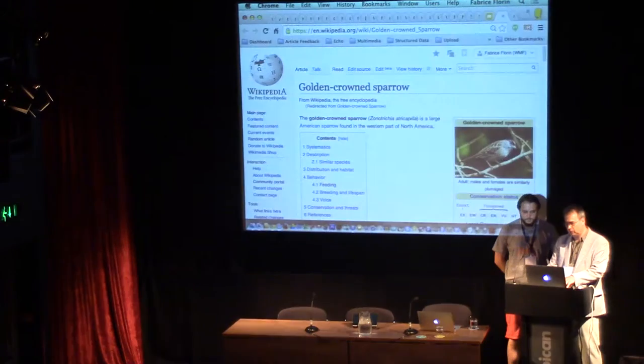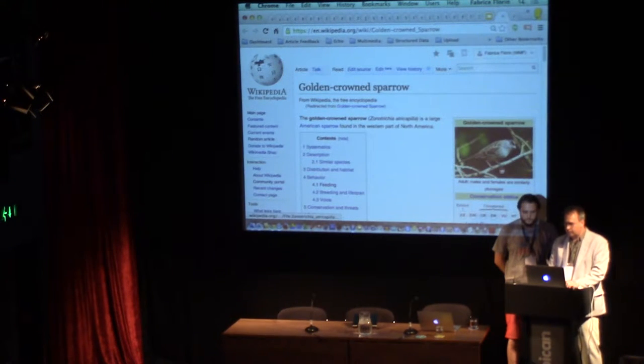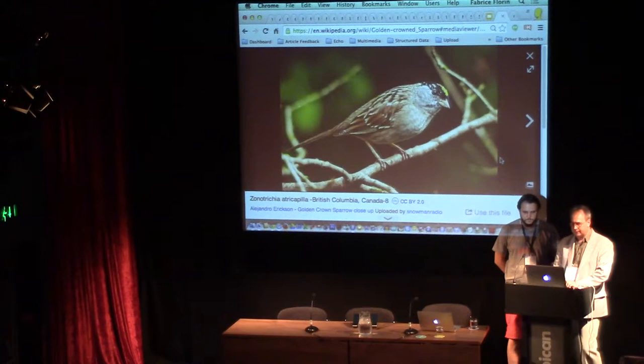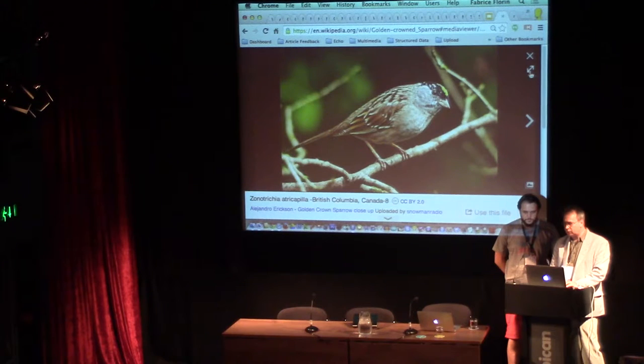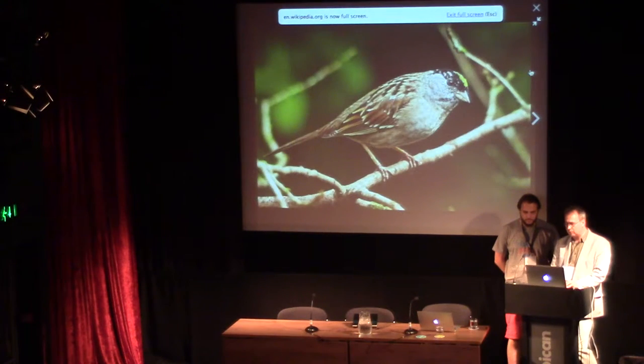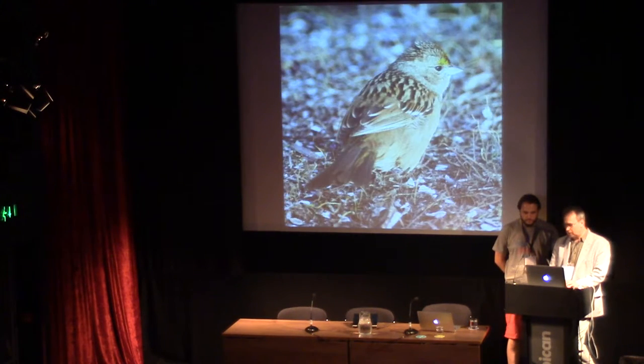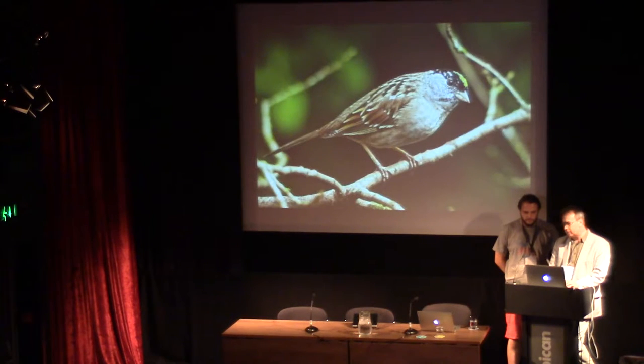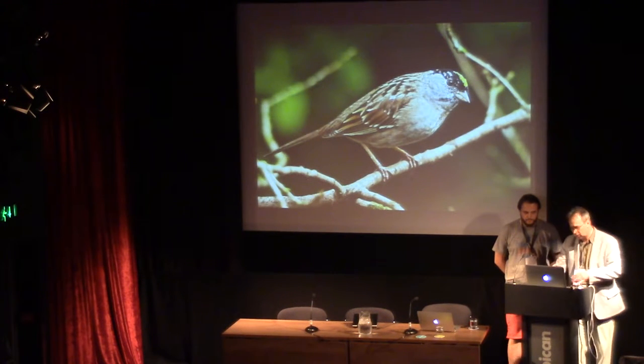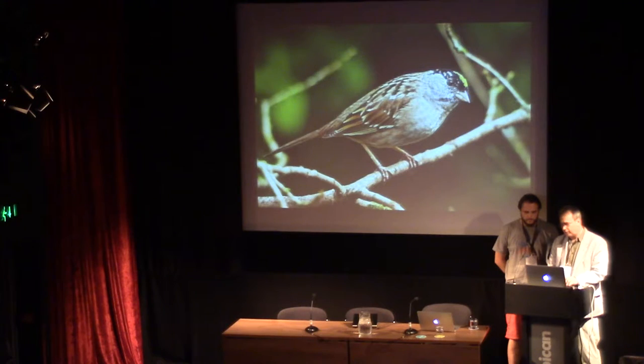So for example, if we do a quick demo, here we are on the Golden Crowned Sparrow page. You click on the thumbnail, the MediaViewer appears. You've got a variety of features. If you want to, you can go into full screen mode and just really reduce all of the clutter and be able to browse through the various images in a very pleasant way that sort of matches user expectations for multimedia nowadays. And then of course, at any point, you can close down the full screen feature.